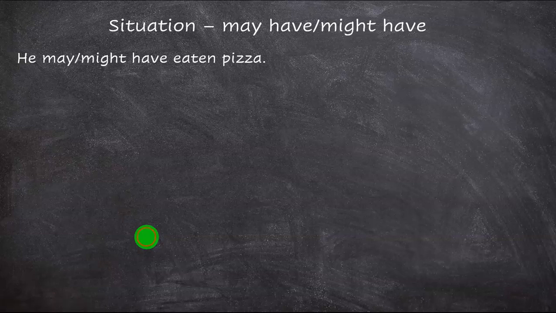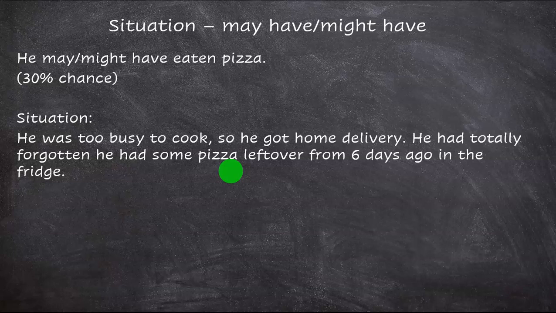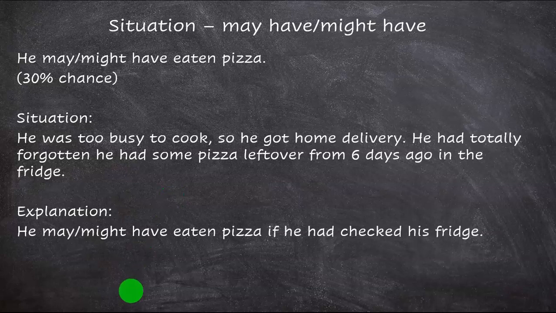He might have eaten pizza. 30% chance. Situation. He was too busy to cook, so he got home delivery. Again, you know the meaning of home delivery. He had totally forgotten he had some pizza left over from 6 days ago in the fridge. Same situation. He might have eaten pizza if he had checked the fridge.